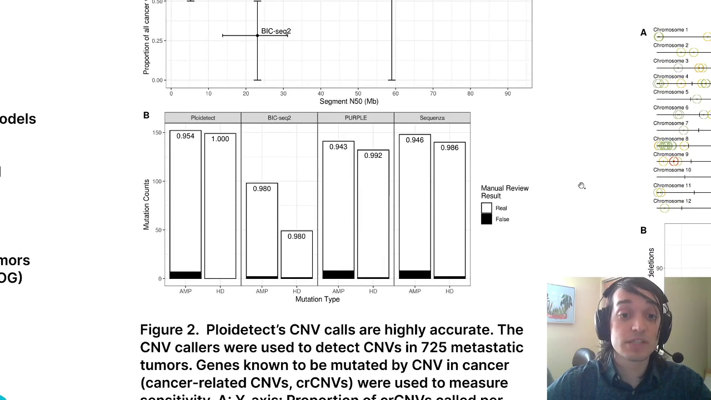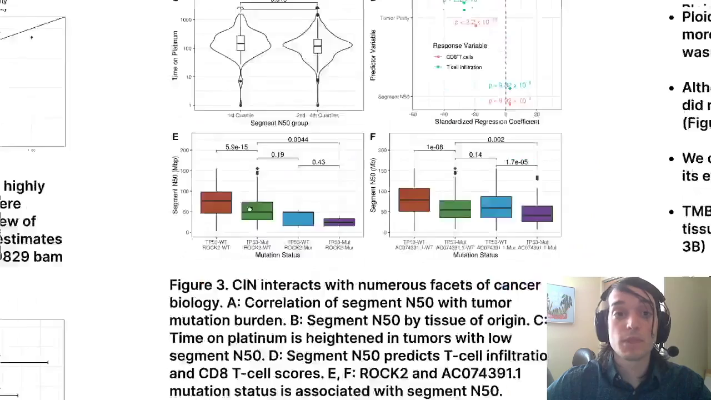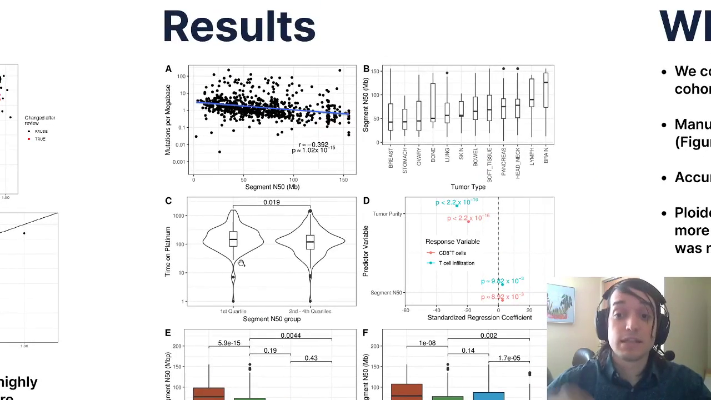We manually reviewed a selection of the data for each tool, and we found that Ploidetect had the best precision for homozygous deletions. It didn't make a single mistake in the 100 copy number variants we looked at, and it had the second best precision, but much better recall than the next best tool. Then we decided to look at the actual results and what we could learn from this.